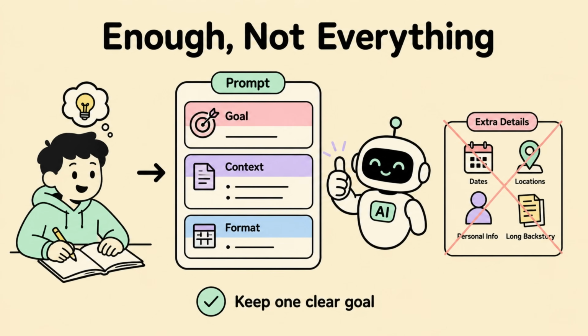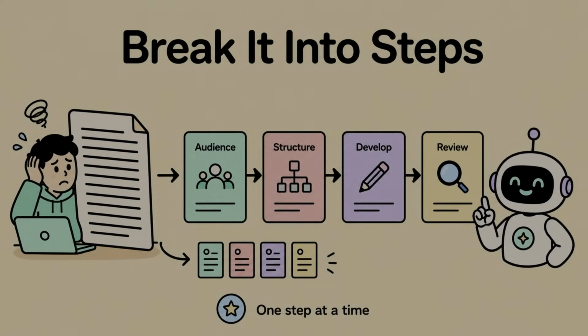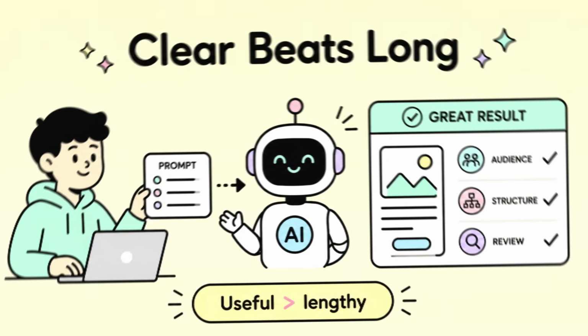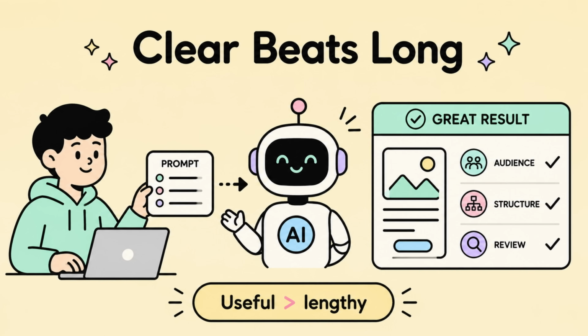A good prompt should include enough information to guide the AI, but not every detail you can think of. Keep one clear goal. Group similar instructions together. Remove anything that does not change the result. And for a big project, do not ask for everything in one huge prompt. Break it into steps. First, define the audience, then create the structure. Next, develop each section, and finally, review the complete result. Clear prompts are usually more useful than simply long prompts.